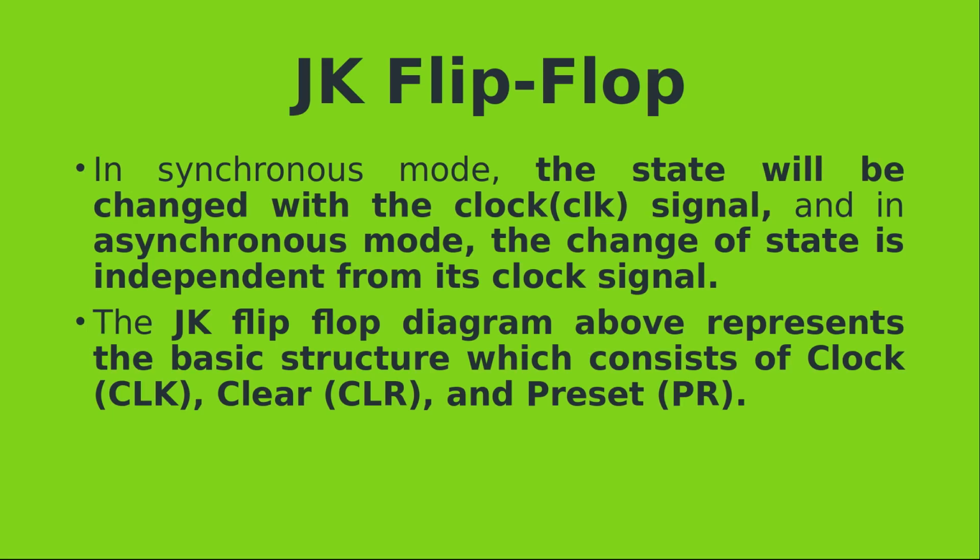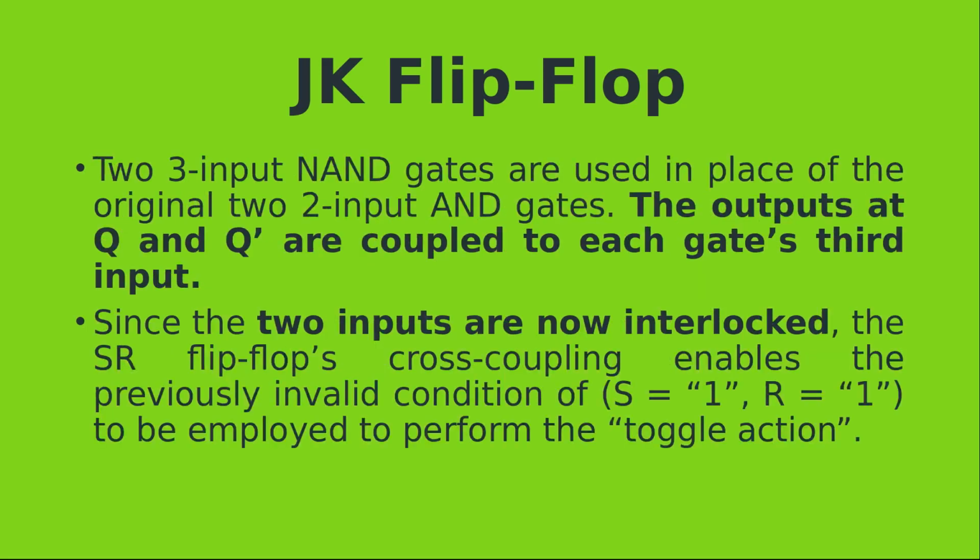So a JK flip flop consists of three things. One is the clock, another one is the clear, and finally the last one is the preset. So these are the three different types of structures. The output is interlinked with another input, so it will be formed as a couple, an interlocked structure. That is why this is called a cross coupling structure.